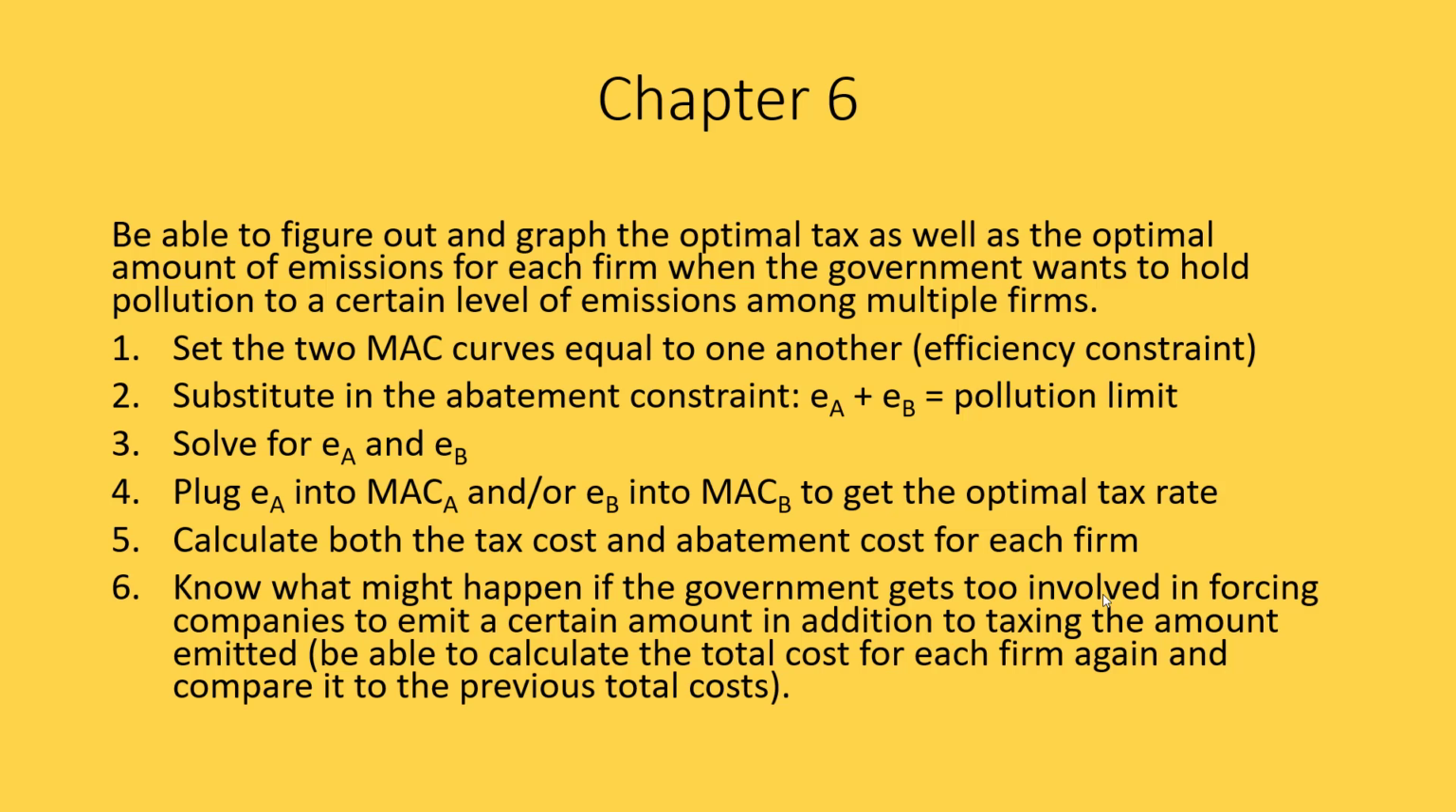Plug that into the respective marginal abatement cost curves to get the optimal tax rate, and then calculate the tax cost and abatement cost for each firm, just like we did for the individual firm in the last problem. Also, know what might happen if the government gets too involved in forcing companies to emit a certain amount of emissions in addition to taxing the amount emitted. So be able to calculate the total cost for each firm again and compare it to those previous total costs.